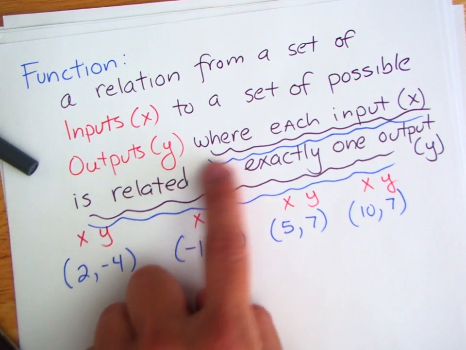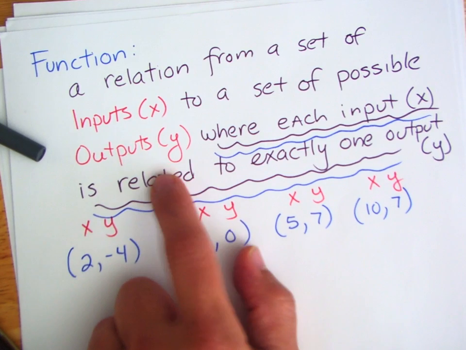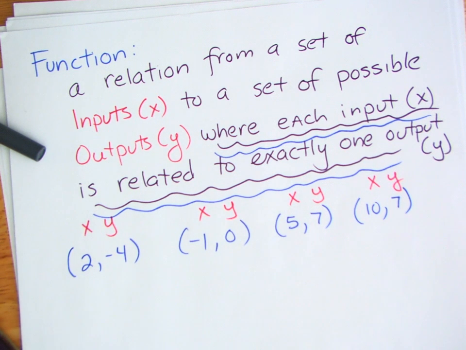So it's a relation from a set of inputs to a set of possible outputs where each input, and this is very important, each input is related to exactly one output. So you can only have one output, not two outputs. So what does that mean?